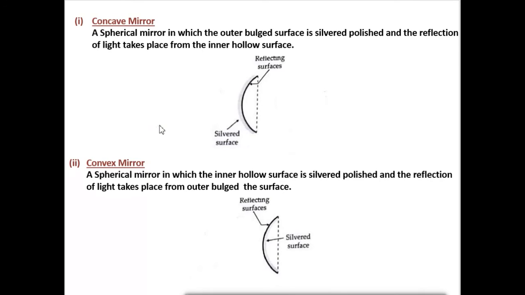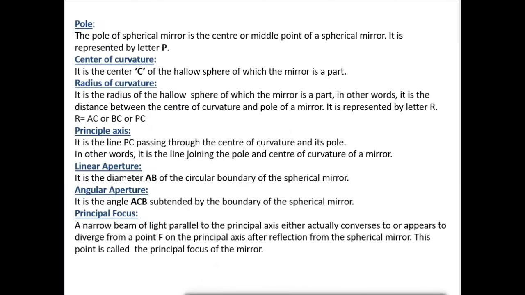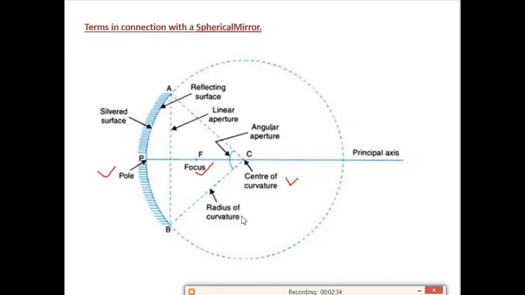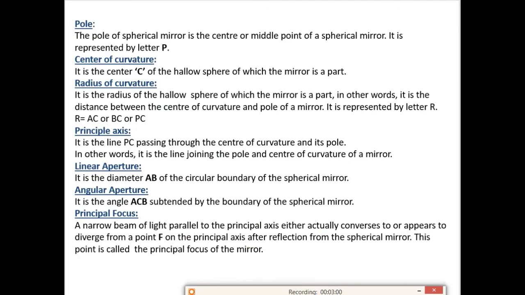Then, terms associated with spherical mirrors. There are different terms like pole, focus, center of curvature, radius of curvature, angular aperture, linear aperture, principal axis. These are different terms which you will need in future. While we get to know details about spherical mirrors and derive some derivations, these terms are needed. Okay, first one, pole.